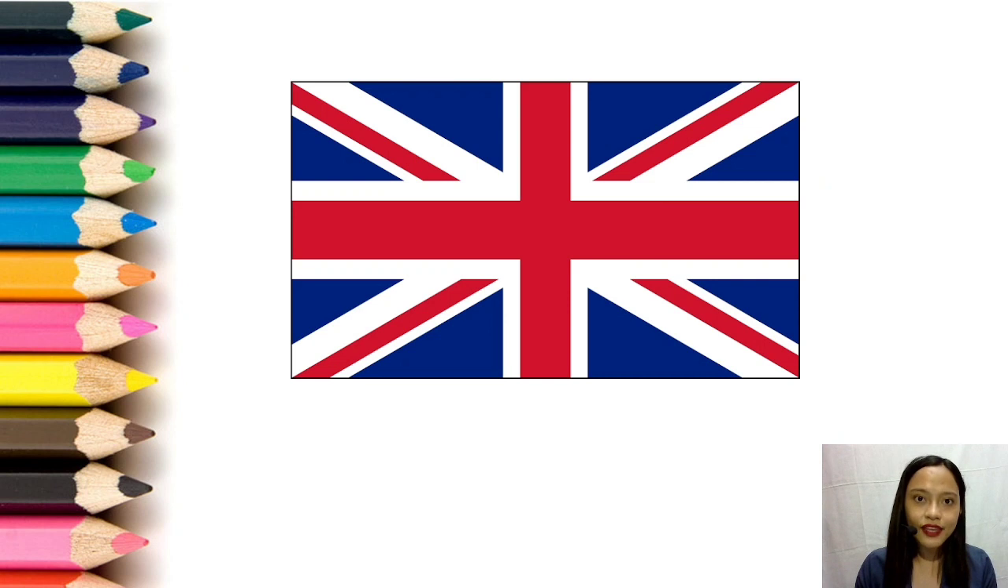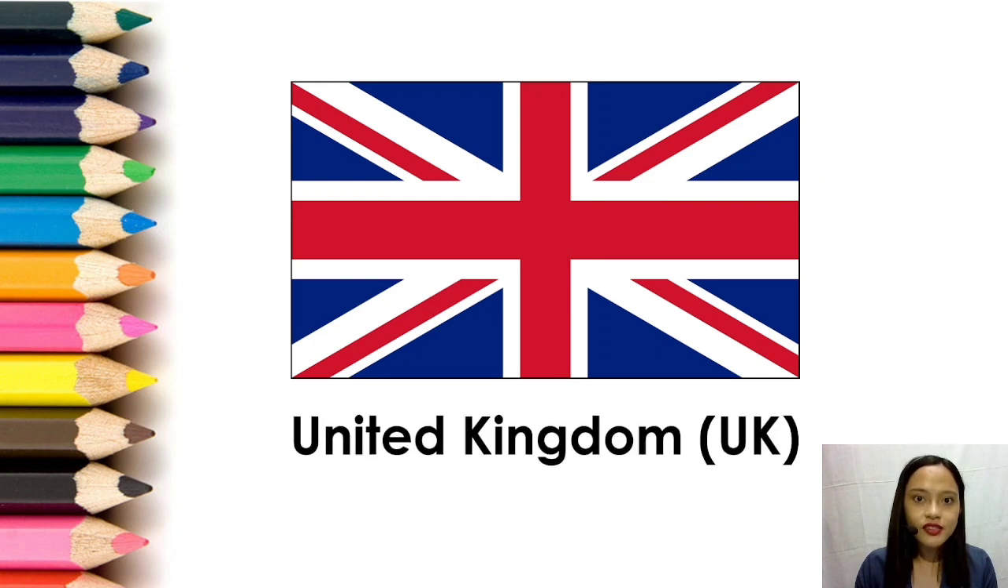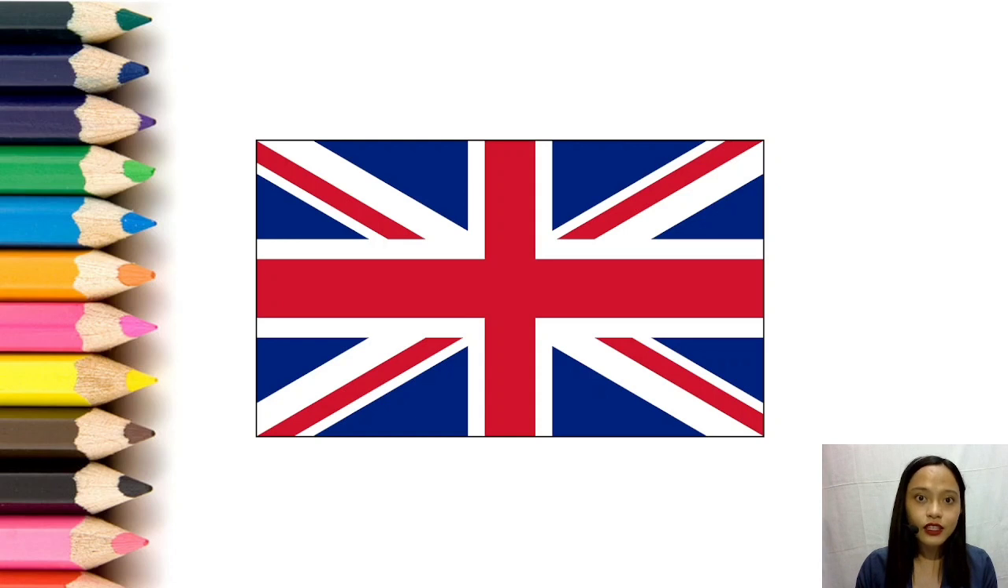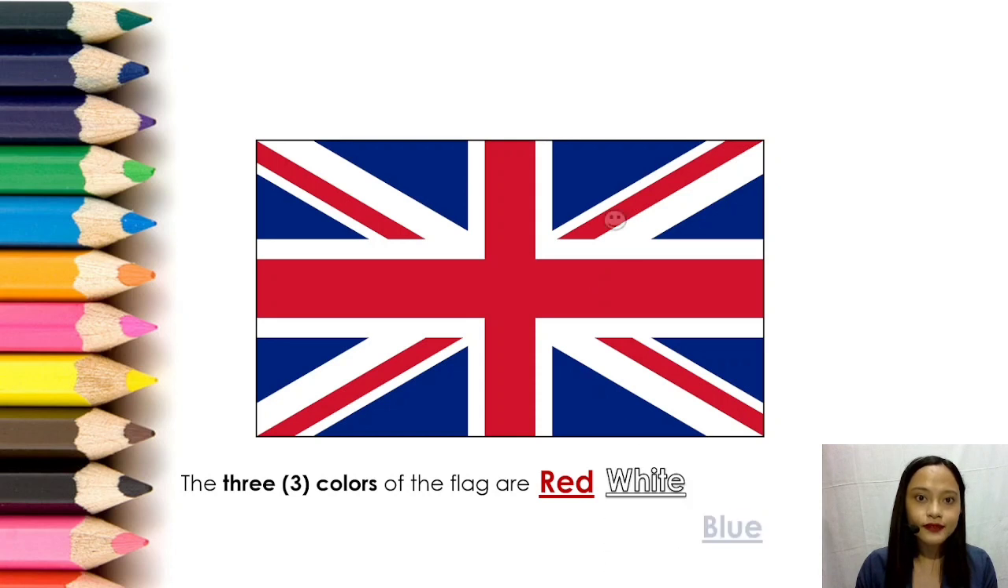Let's have the next flag. This is the flag of United Kingdom. Say United Kingdom. The capital of United Kingdom is London. Say London. The flag of United Kingdom has 3 colors. Red, white, and blue.